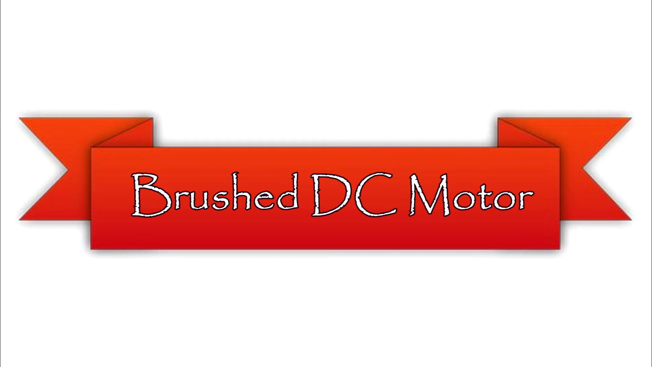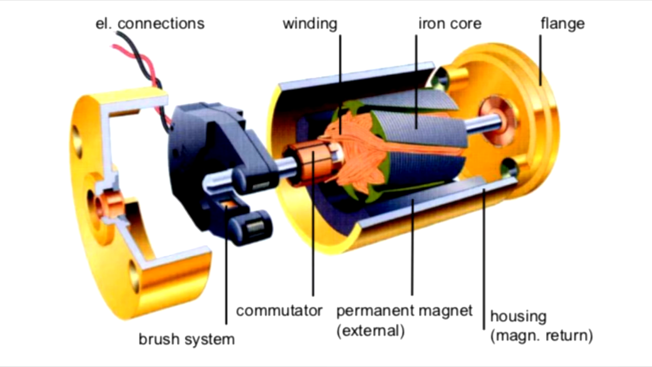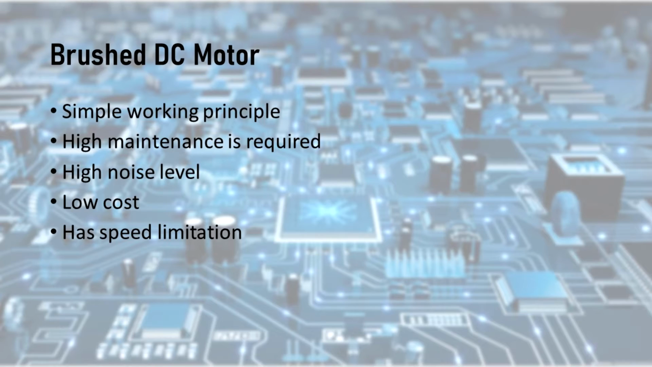Brush DC motor. The brush DC motor is built up from the brushes which are connected to the commutator. The permanent magnet is fixed at the stator and the winding coil is at the rotor with the iron core. The brushed DC motor has a simple working principle because it is based on electromagnetic induction law.